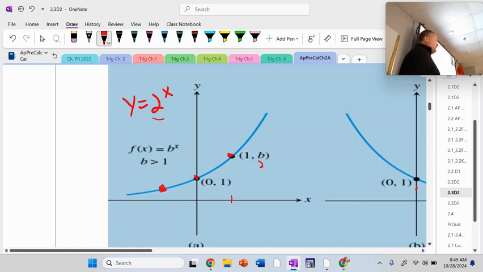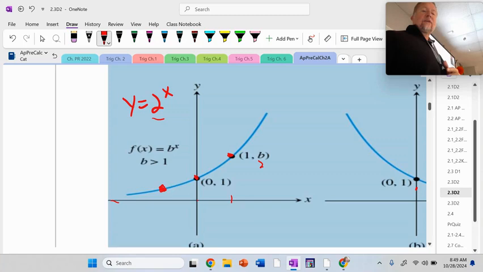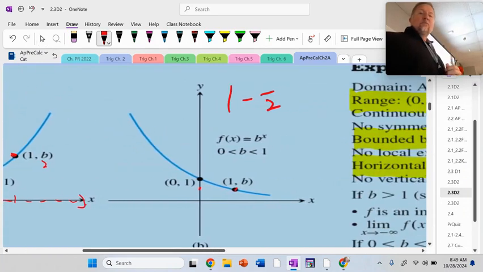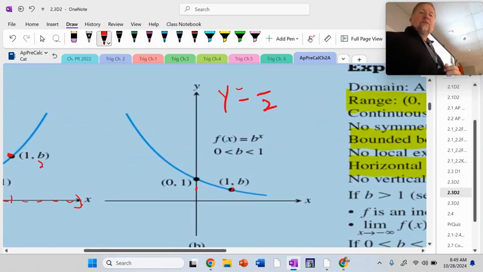So anytime you have a base bigger than 1, you got that action, that graph. It's increasing, concave up, so on and so forth. Over here, what I lost there is y equals 1/2 raised to the x. All right, probably didn't see that yet anyway.